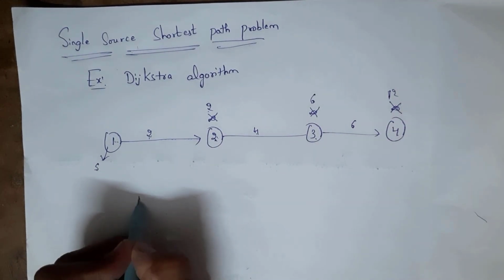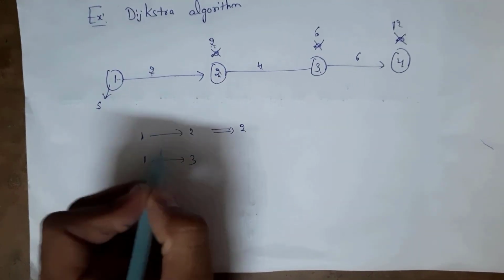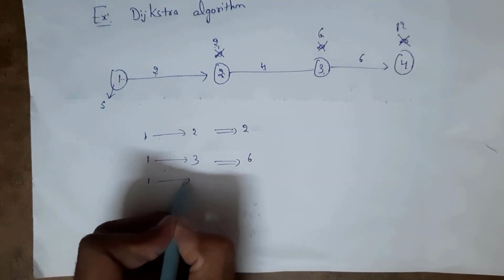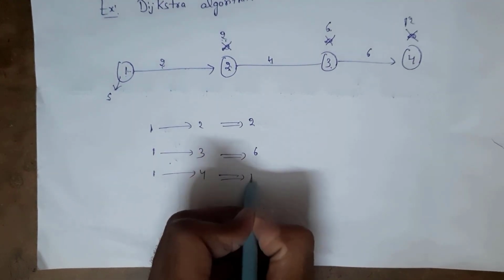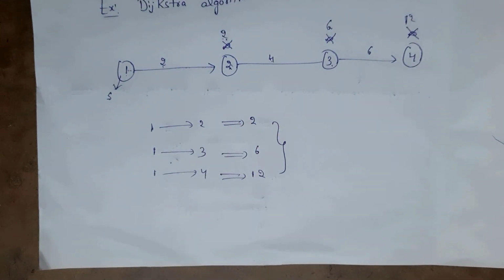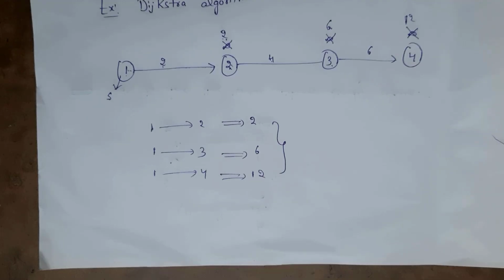So distance from node 1 to node 2 is 2, and distance from node 1 to node 3 is 6, and distance from node 1 to node 4 is 12. Now we visited all other nodes. This is single source shortest path problem. Worst case time complexity of Dijkstra algorithm is theta of n square. I will give one example.